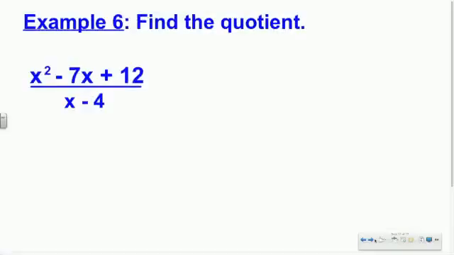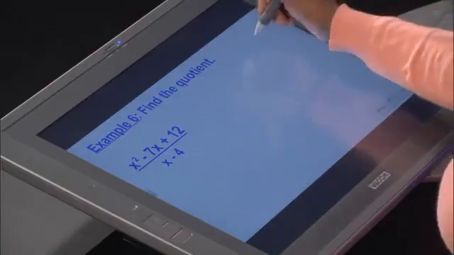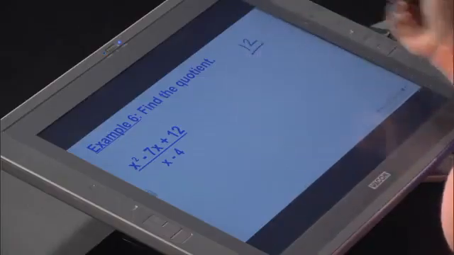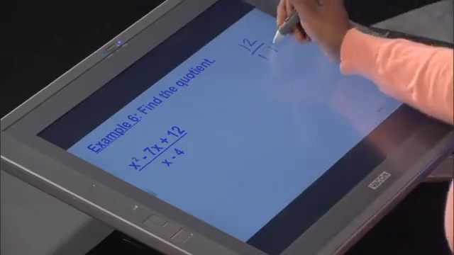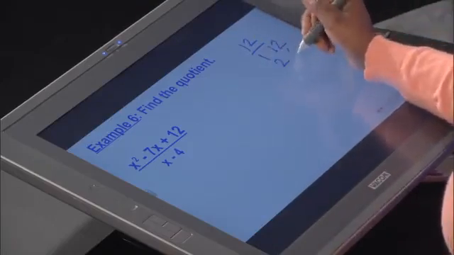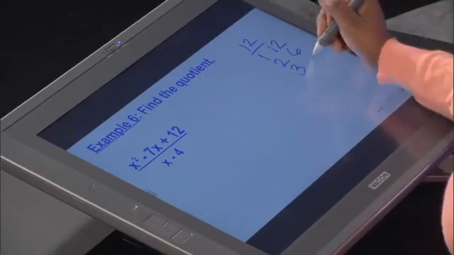Let's try another. So I need to find the quotient of x squared minus 7x plus 12. So what do I do first? Right, factor the 12. I'll come off to the side. Okay, now I know 1 times 12 is 12. So is 2 times 6. And so is 3 times 4.